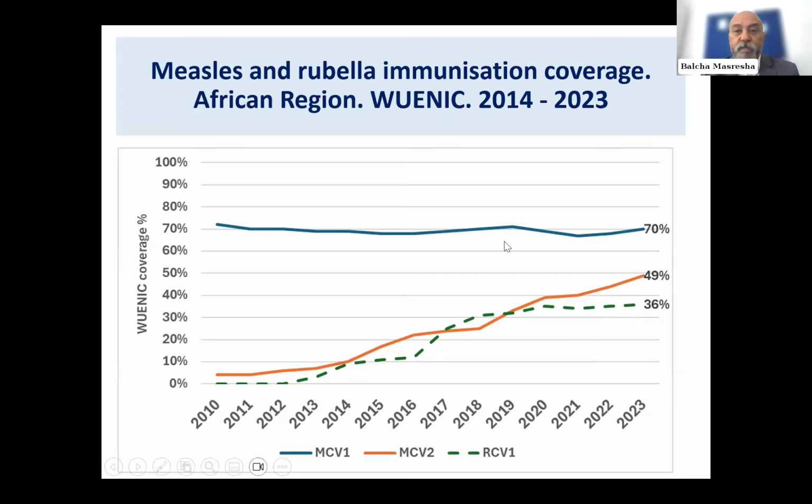So probably the main point here is that eventually when every country has introduced rubella containing vaccine, the RCV1 and MCV1 coverage will definitely be equivalent. We'll be talking about the same doses, essentially.